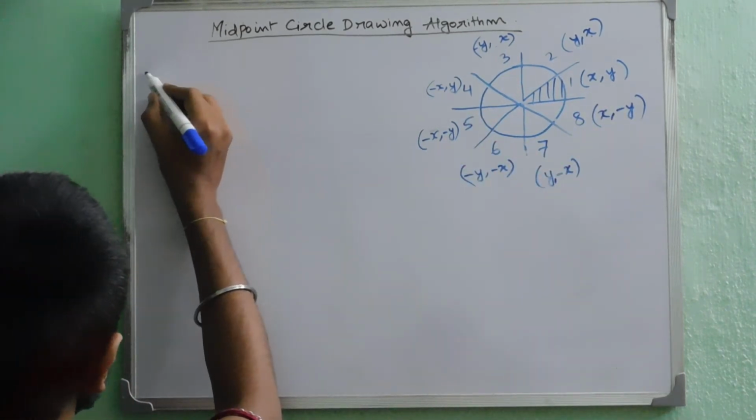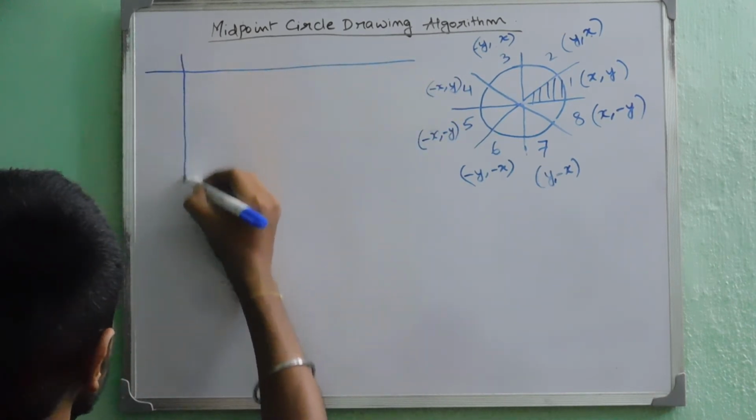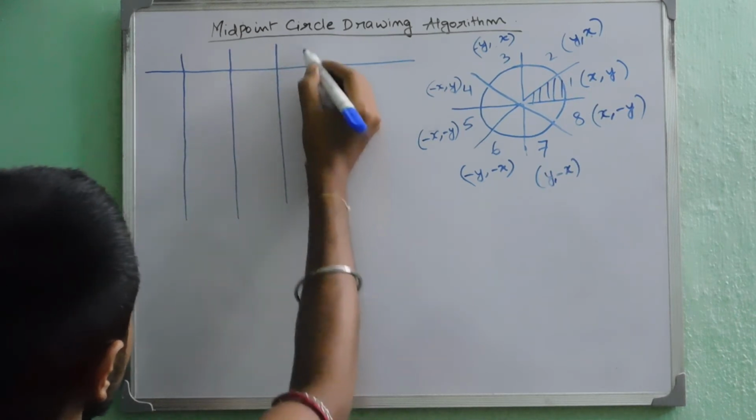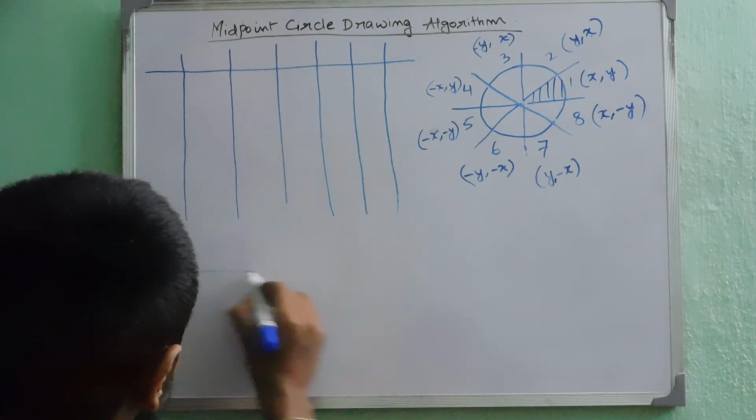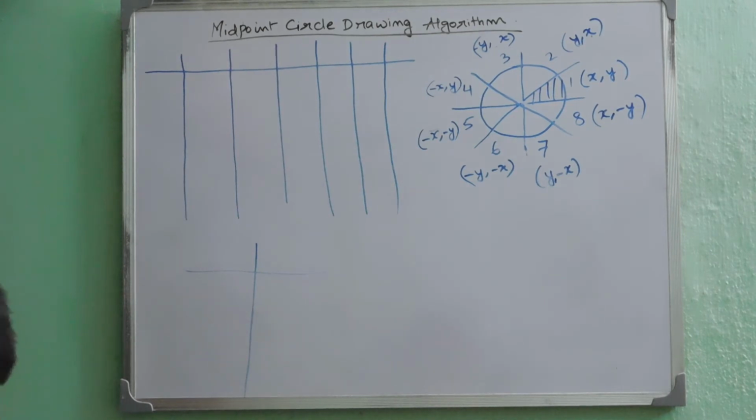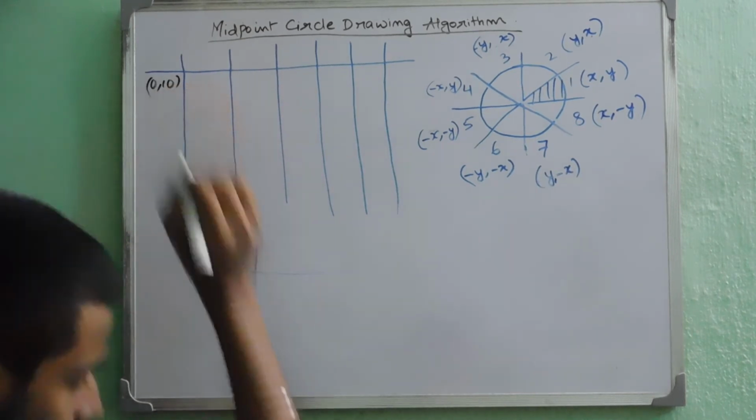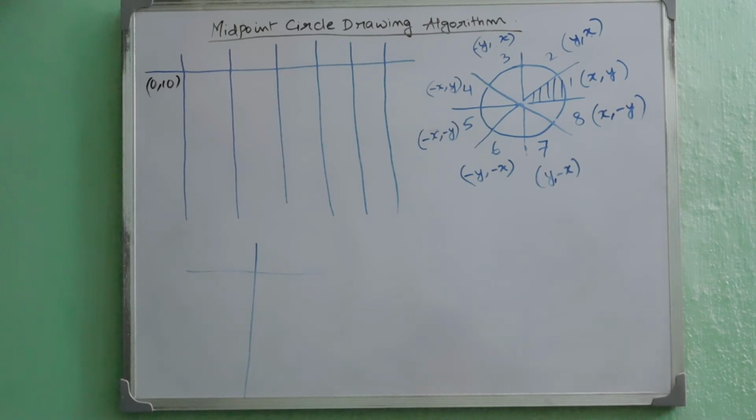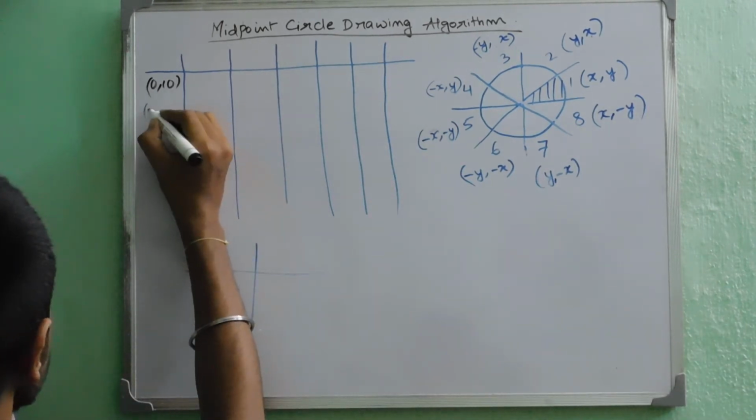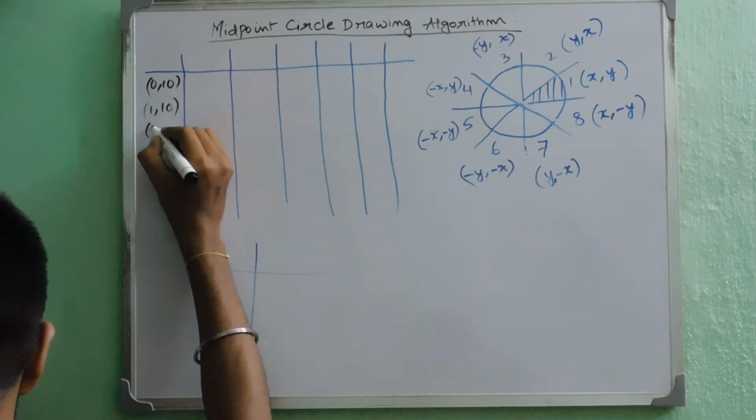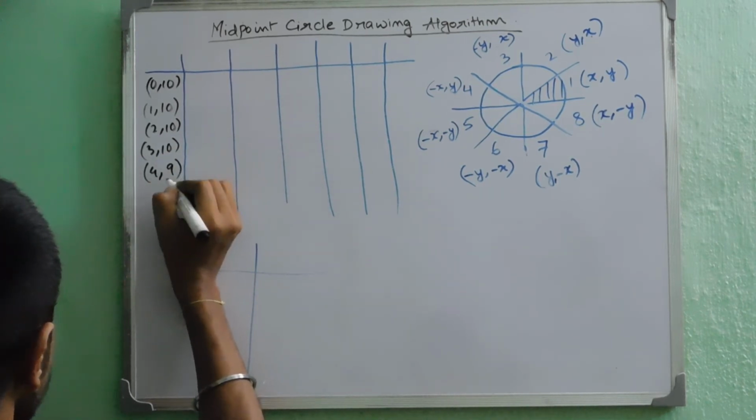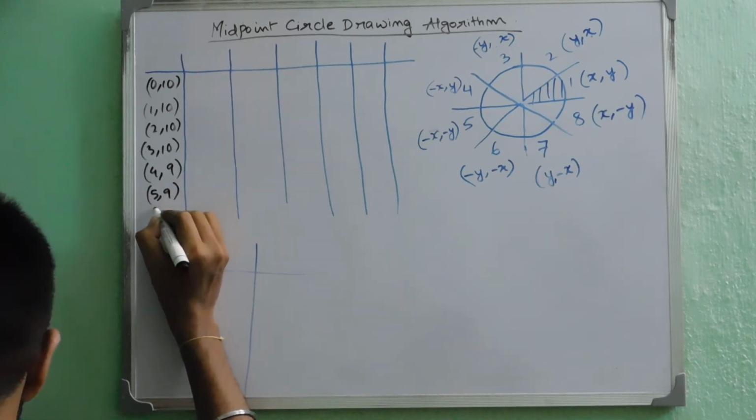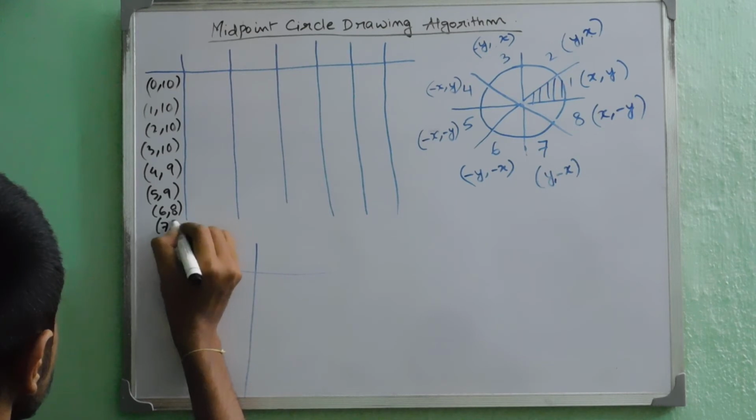So let's start. Now we had the first octant points as 0, 10, then we have 1, 10, then 2, 10, then 3, 10, 4, 9, 5, 9, 6, 8 and 7, 7.